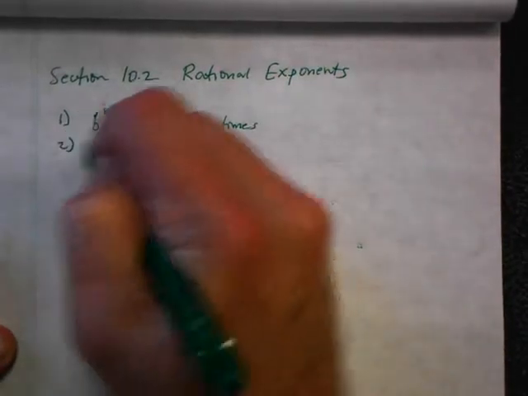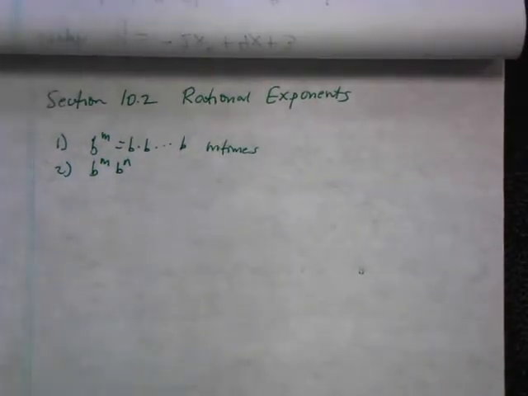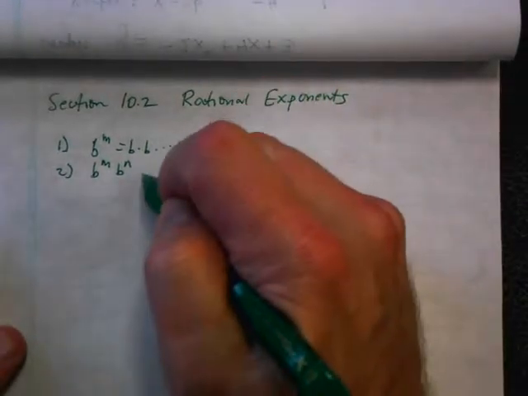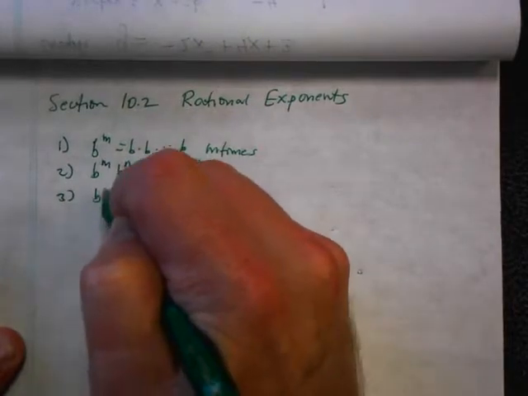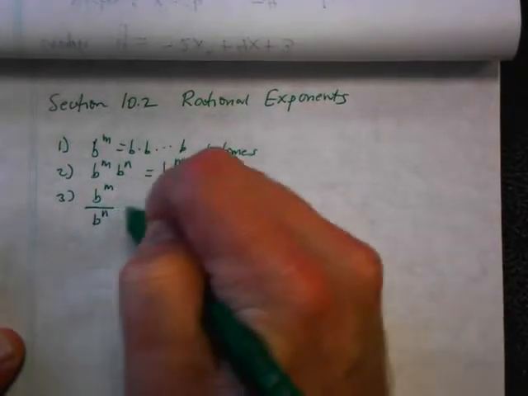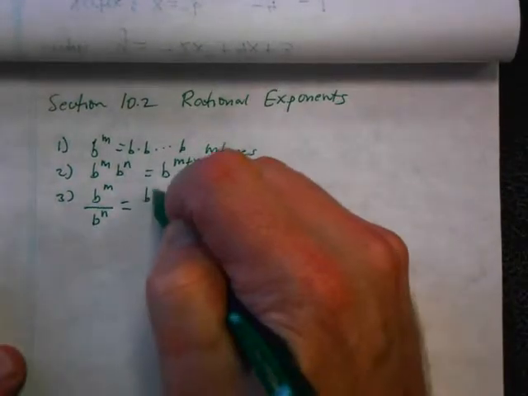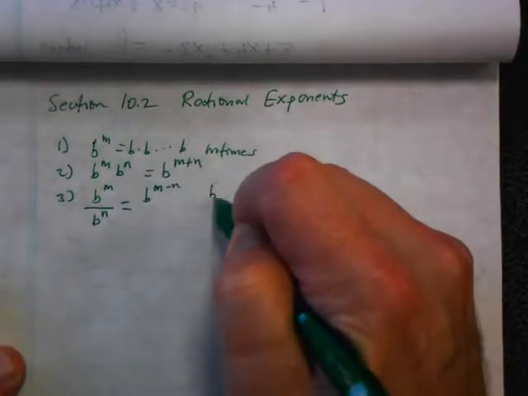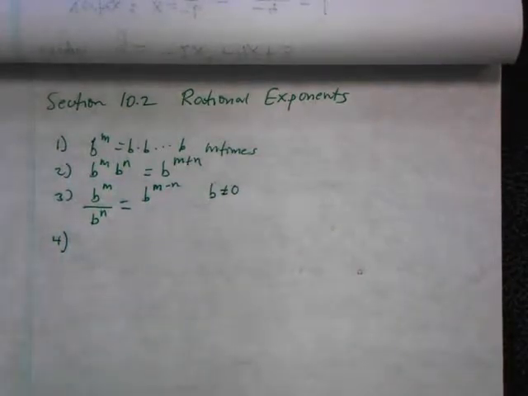And then rule number 2 was when you're multiplying things together, what happens to the exponents? You add them. And rule number 3, I think, was when you're dividing things that have the same base, what happens to the exponents? You subtract them. And this one, we had to be careful. B could not be the number 0. Can't divide by 0.